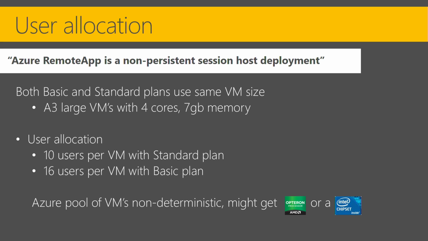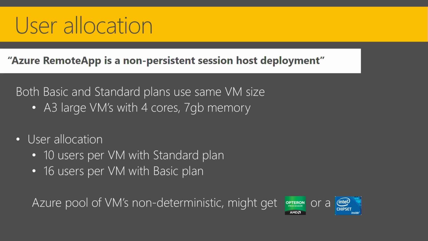And yesterday I got some questions around the different billing plans: how does that work? What does it really mean when I go from a basic to a standard? Well, we use A3 large VMs, which are 4 cores, 7 gigs of memory, for all of our billing plans. A standard plan will put 10 concurrent users on a VM. So users 1 through 10 will go to VM instance 1. The 11th will go to VM instance 2, and the 21st will go to VM instance number 3. That's concurrent users. And for the basic plan, it's 16 users. So the 17th concurrent user will go to VM instance number 2.